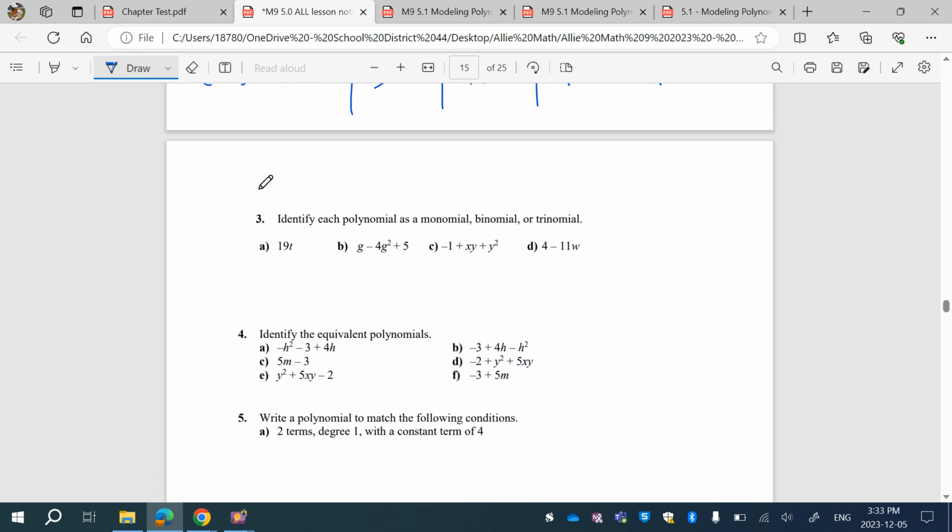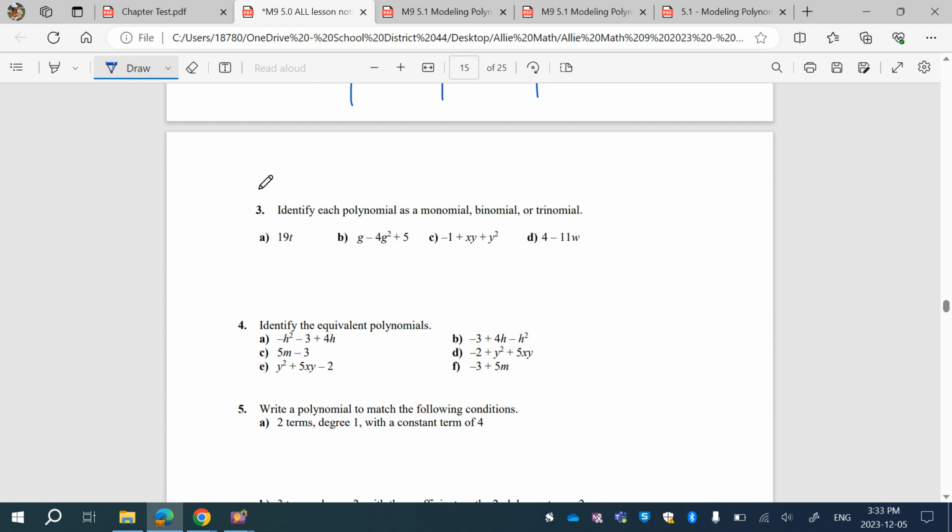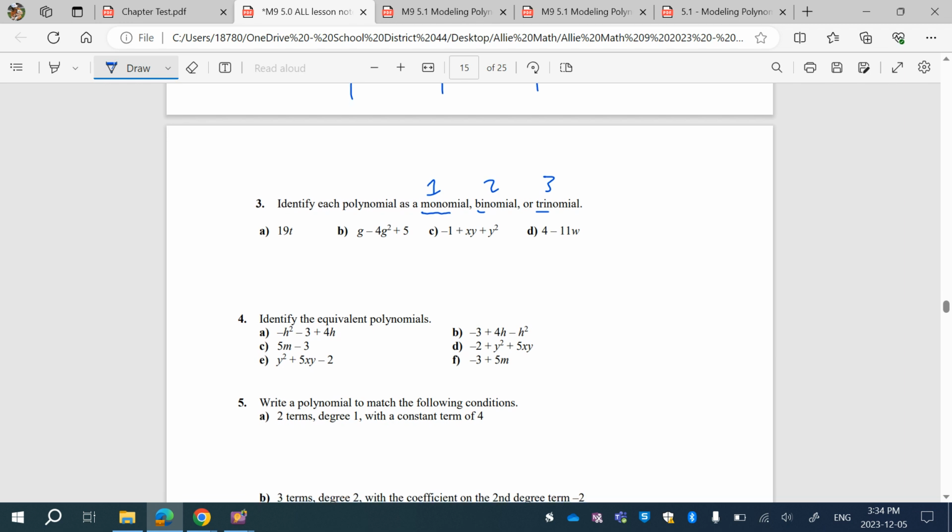Identify each polynomial as a monomial, binomial, or trinomial. So mono means 1. Think about monorail, monocle. Binomial means 2. Think about a bicycle. It's got 2 tires. And trinomial is 3. Think about a tricycle. It's got 3 tires, or your tricep, etc. So identify the number of terms.